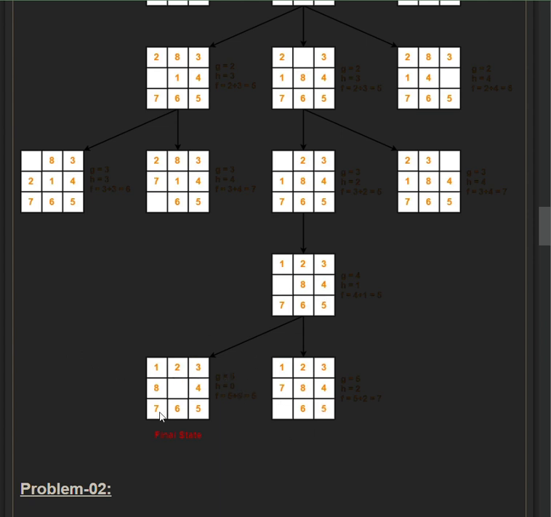So let's just focus on this, ignoring this. Here we moved 8 into the blank tile. As you can see, there are no misplacements now. So h is 0. We are at the fifth iteration, so 5 plus 0 is 5, and we know this is a final state. So here is how, using the A-star algorithm, we solved the 8 puzzle problem.